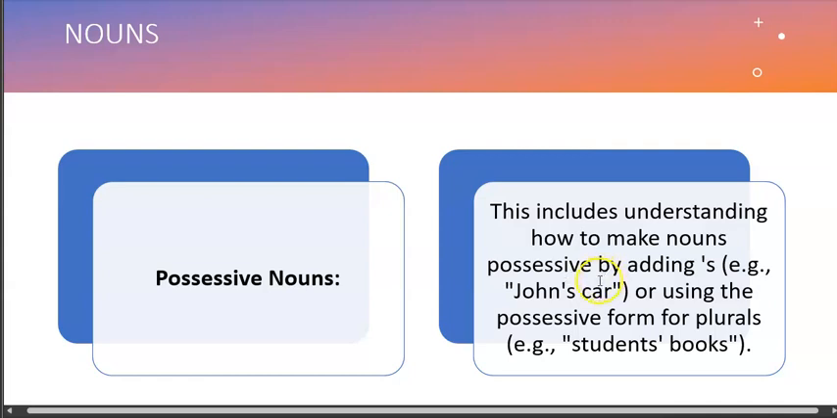So John's car. Or maybe, for example, you have students or teachers. That's a plural. But how do we show possession for that? We just add an apostrophe at the end. That's all. You don't need to add another s. No. You see, now when it's students, already in plural, you just add an apostrophe at the end of that. So that's how we make it a possessive noun.